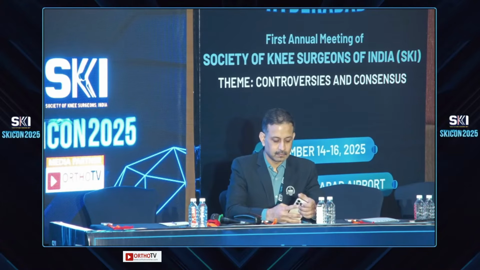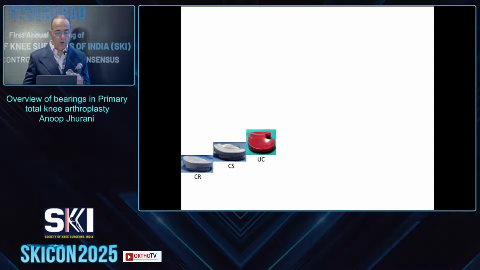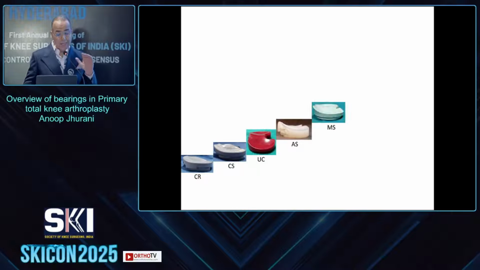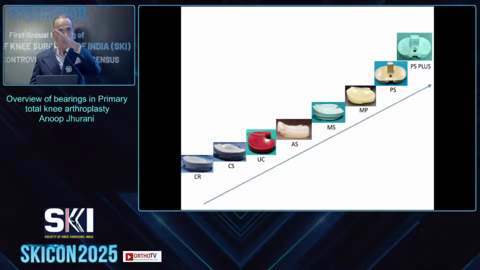So we know the basic bearing is a cruciate retaining bearing. Then comes the cruciate condylar stabilized or the CS bearing. Then the ultra-congruent or the deep dish. Then the anterior stabilized with a more anterior lip. Then a medial stabilized. So we are increasing the constraint slightly without cutting the box and cam yet. Then the medial pivot, of which Sachin is going to talk on. Then the standard PS, and then the PS plus. So that is the ascending continuum of constraint.